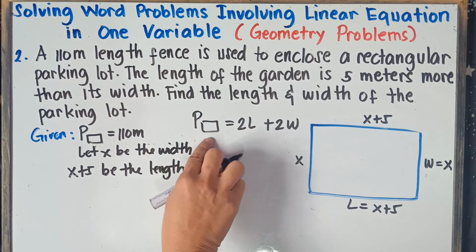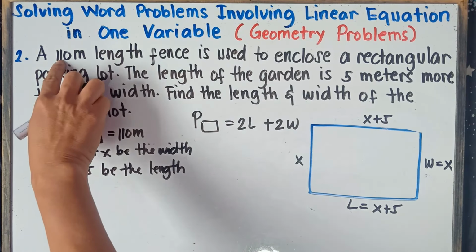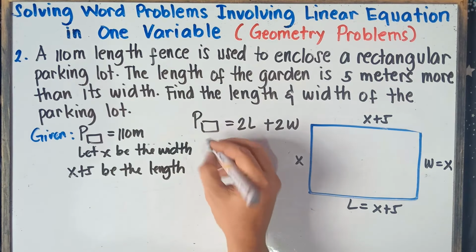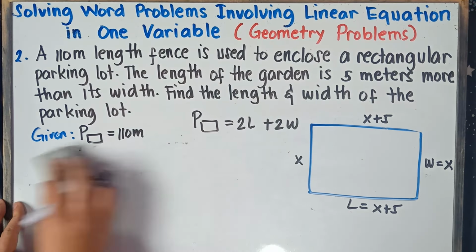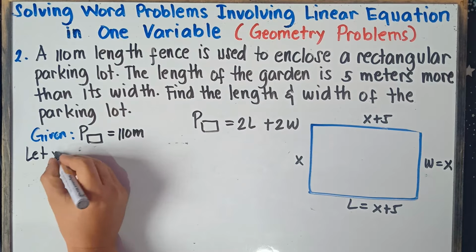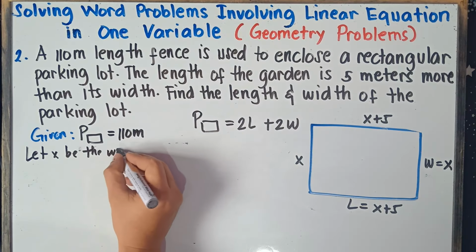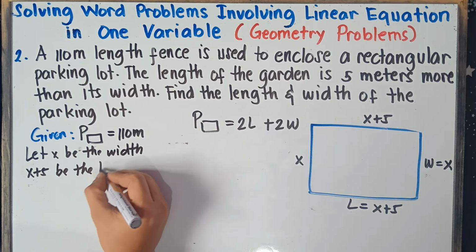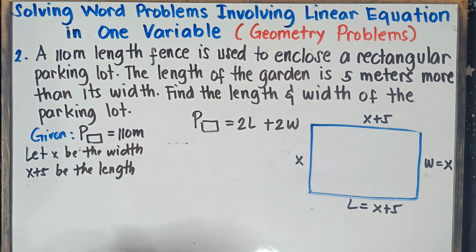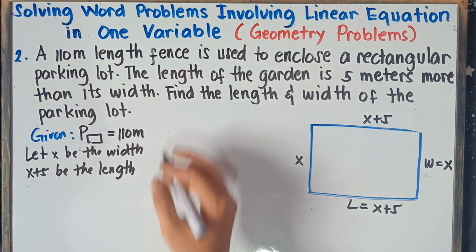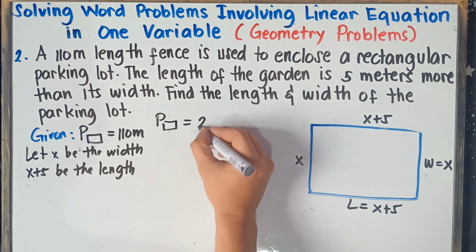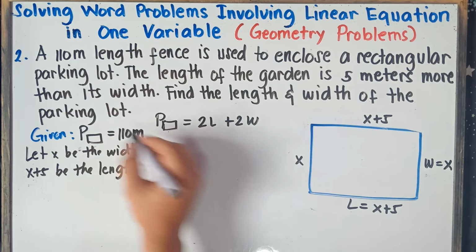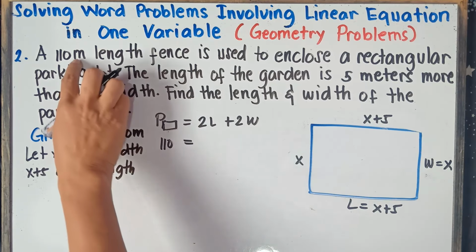Perimeter of rectangle. We have given, class, perimeter of rectangle. That would be 110, right? 110 meters. So let's ignore first the units so we are not confused. So 110. Let's let x be the width, and then x plus 5 be the length. Alright, and then our formula, perimeter of rectangle is equal to 2 times the length plus 2 times the width. Perimeter of rectangle, we have given 110. So let's ignore first the units, meters.